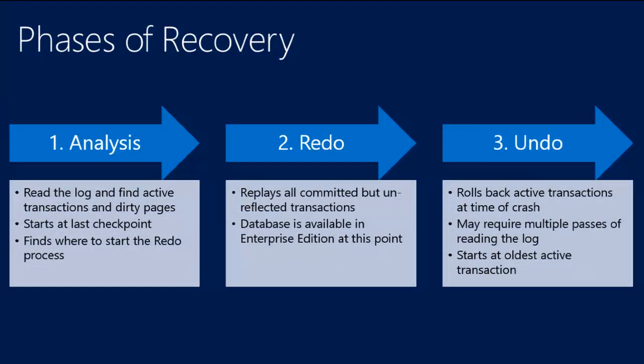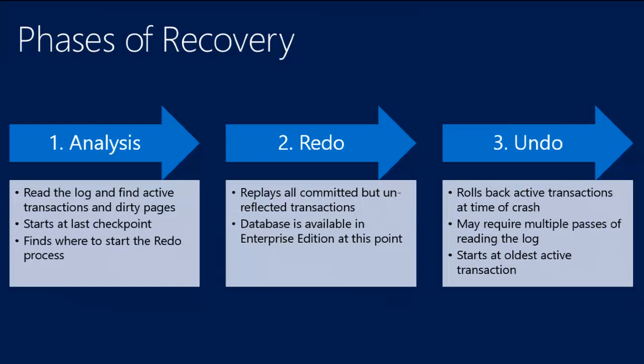Here are the three phases of recovery. First is the analysis phase. And 100%, the transaction log is a part of all three of these phases. In the analysis phase, we're reading through the transaction log, and we're finding basically the place where we can start reading and determine the transactions that need to be rolled back and the transactions that need to be committed.